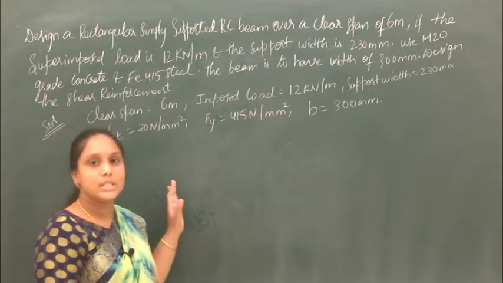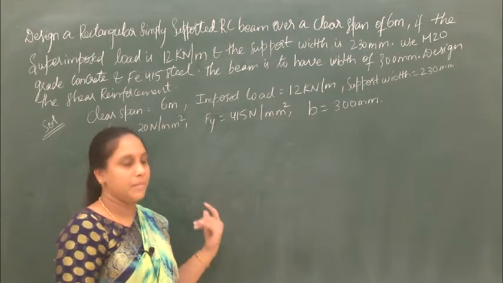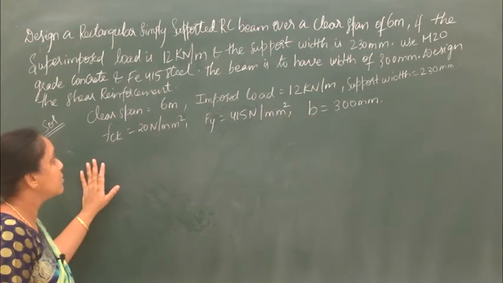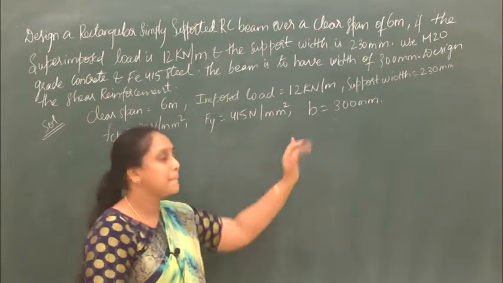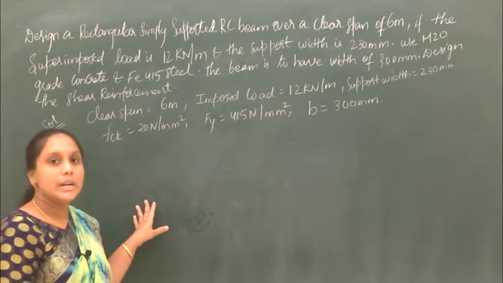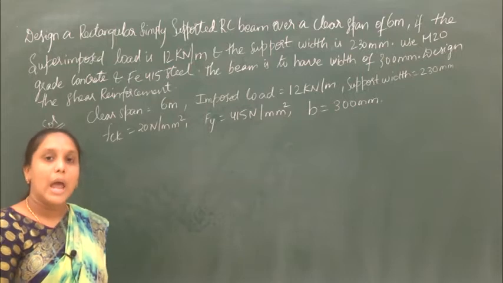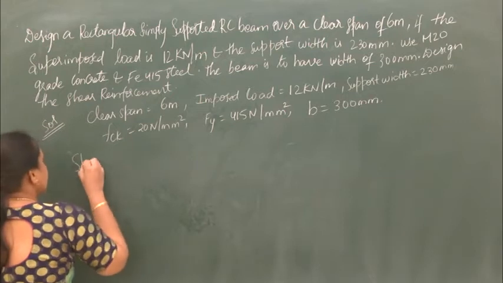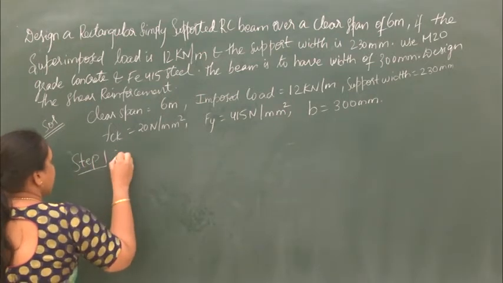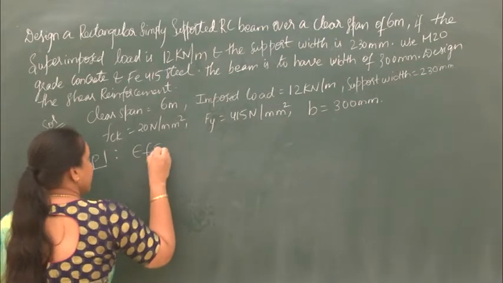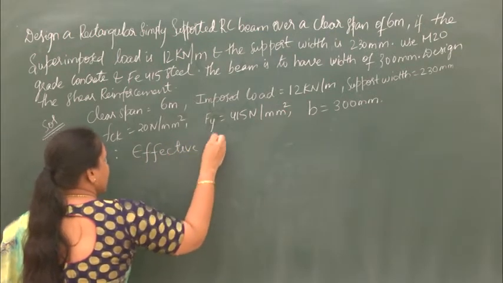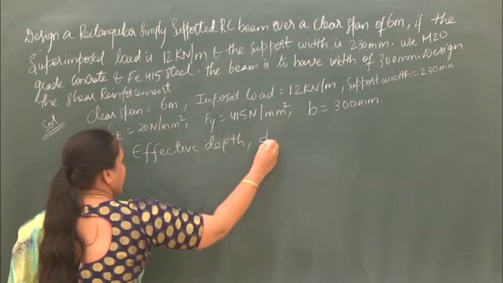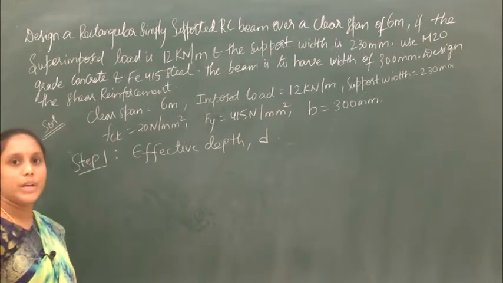So first let us design an RC beam. So what are the unknown parameters here? The unknown thing is the beam itself. So first what we will do is, in step 1, let us find out the effective depth for the particular beam. So step one is to calculate the effective depth D. Here I'm going to calculate the effective depth D.